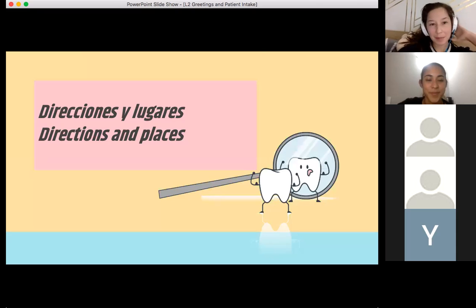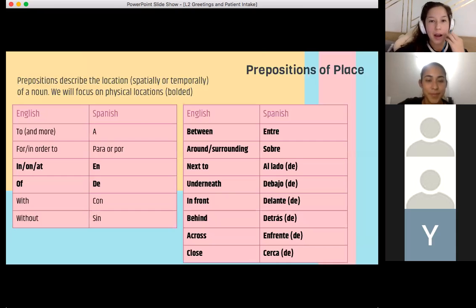Okay, directions and places. So if you know or don't know, a preposition is basically just a word that's used to describe the location of a noun, and that can be the physical location or the time-wise location of that noun. We've bolded the ones that we'll talk about most in this lecture, and they're mostly physical locations. But some very commonly used ones are also on the left.